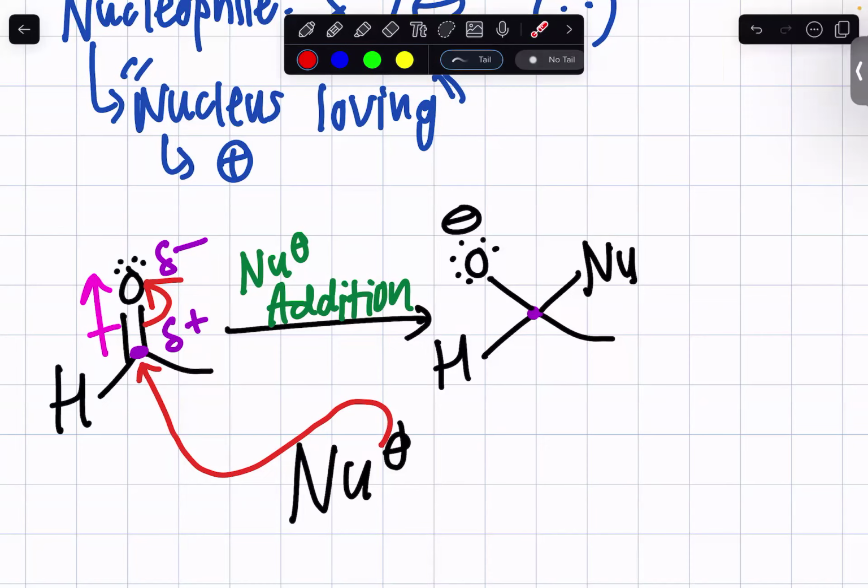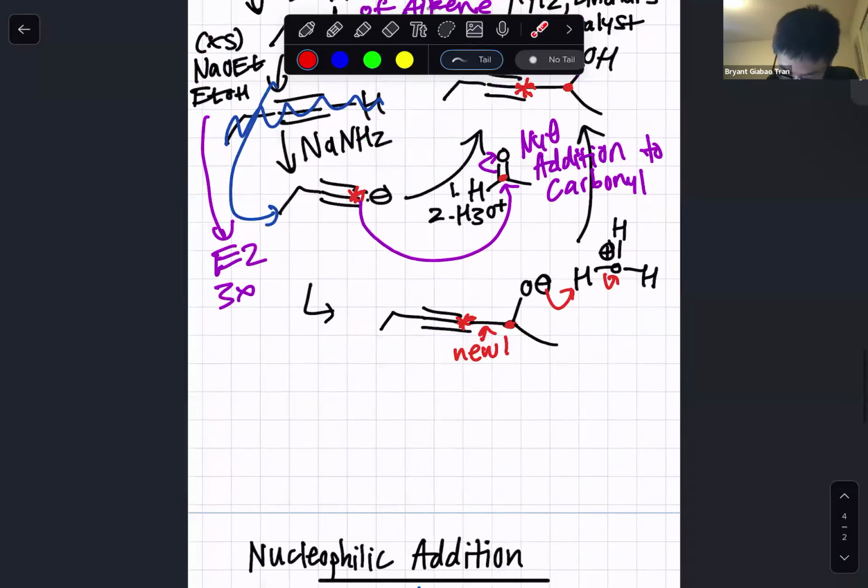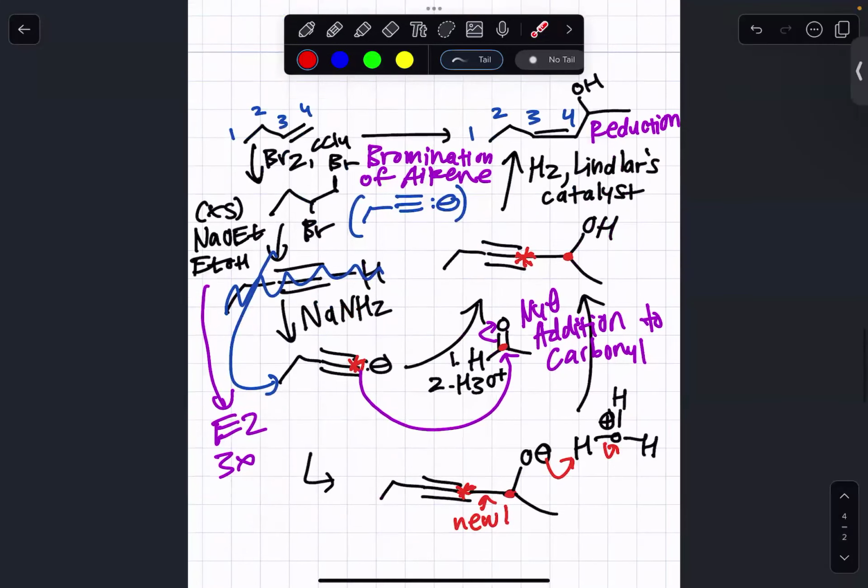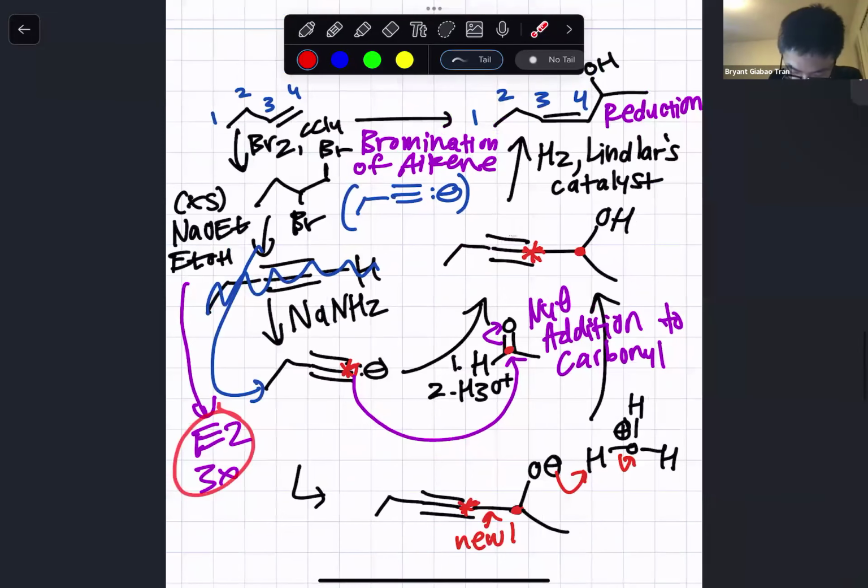Yes. So on the E2 part, was it NaNH2 and liquid NH3, or this part right here? Yeah, so this E2 part right here, let me erase this to make it more clear. We could go from here to here, and we could use any strong base. It could be NaOEt, or like you said, it could be NaNH2.